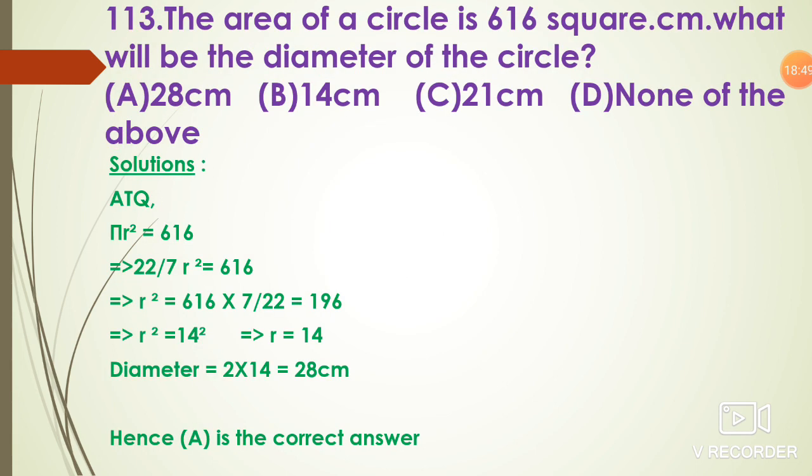Question number 113. The area of the circle is 616 square centimeter. What will be the diameter of the circle? We know that the area of a circle is pi r square, and the value of pi is 22 by 7. After putting those values, we will get r square equal to 616 into 7 by 22. So after calculating, we will get 196. So r square equals 14 square. So r equals 14. So diameter equals 2 into 14 equals 28 centimeter. Hence A is the correct answer.